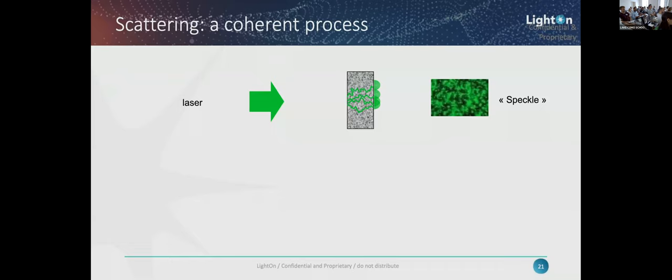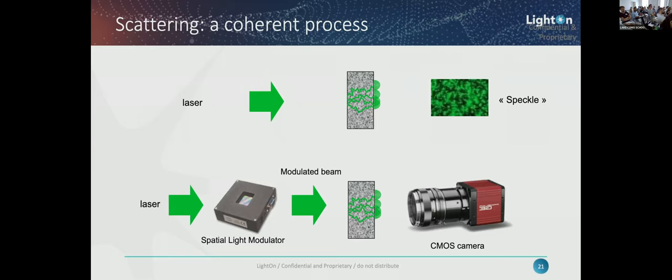So it all started with an experiment in Sylvain's lab 6 years ago when we started the company. It was using light scattering to do some useful mathematical operation. The principle is extremely simple. It's leveraging multiple scattering. You have a laser, coherent light, and a slab of scattering material, and then you get this speckle. Speckle is just the result of interference of this light. But instead of having a homogeneous beam, you modulate it spatially with an SLM or a DMD or whatever your favorite light modulator device at the input. This is how you input information, and then you have a CMOS camera at the output.